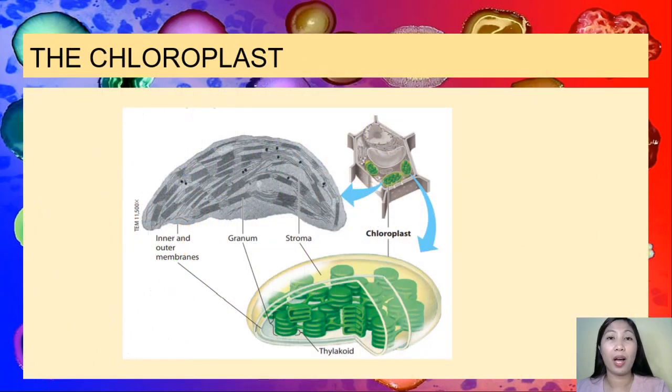Now let's talk about chloroplast. Chloroplasts convert solar energy to chemical energy. Most of the living world runs on the energy provided by photosynthesis, the conversion of light energy from the sun to the chemical energy of sugar molecules. Chloroplasts are the photosynthesizing organelles of all photosynthetic eukaryotes.